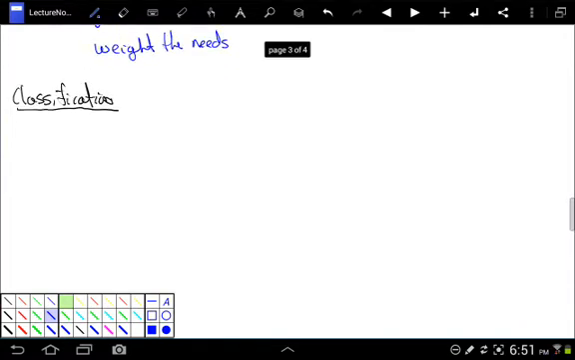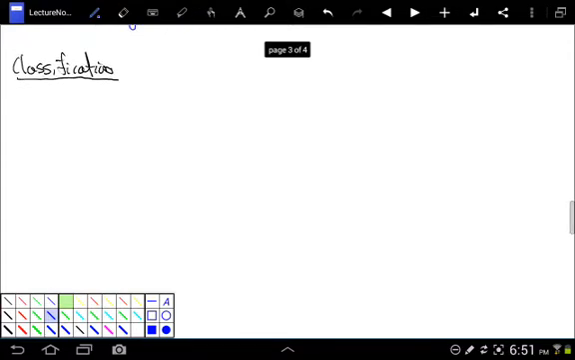Something that can help with that is classifying the needs. Some of these needs you'll find are what we call expectors. These are basic. These are what people expect to see in a product. These are basic features that everyone expects.